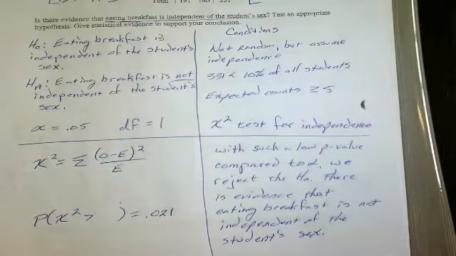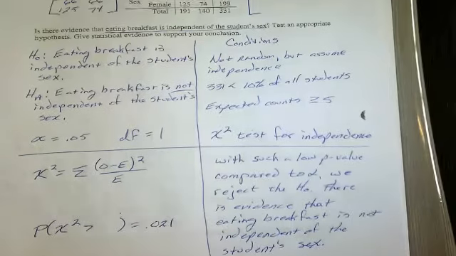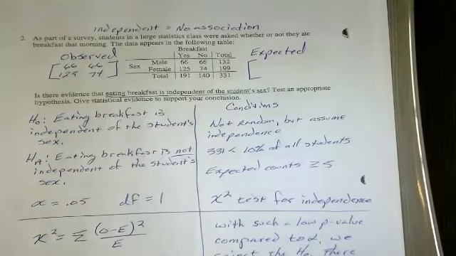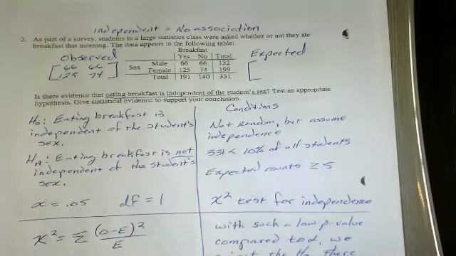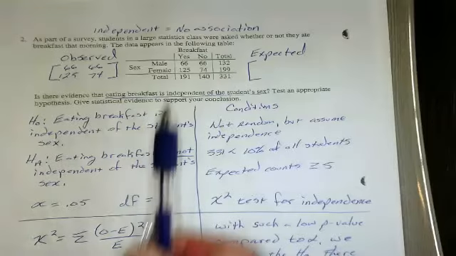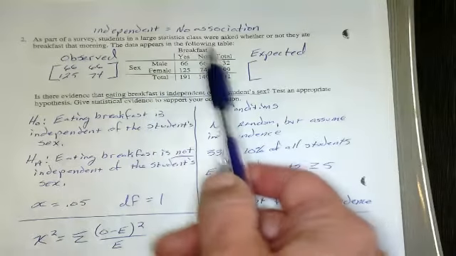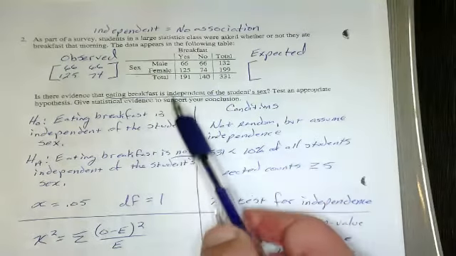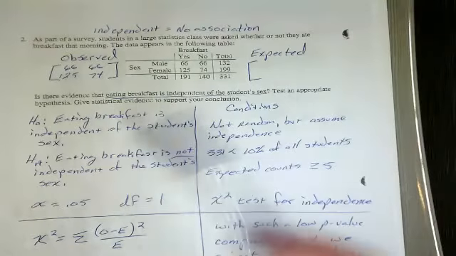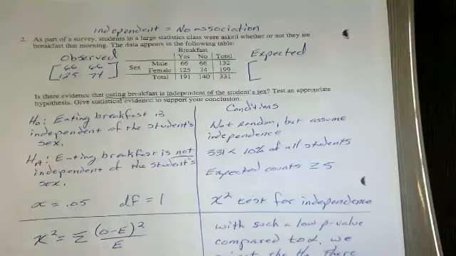Okay, so our next chi-squared we're going to talk about. As part of a survey, students in a large stats class were asked whether or not they ate breakfast that morning. Notice that they broke it into two different groups, male and female, yes and no. Realize this is categorical again. Categorical data is for chi-squared. The grades were categorical data.